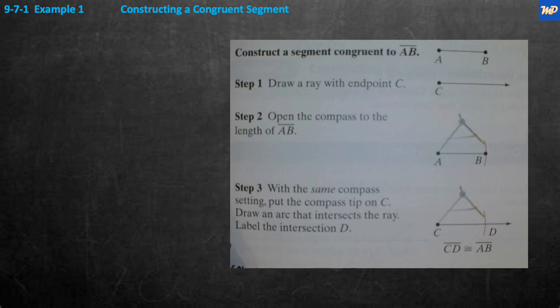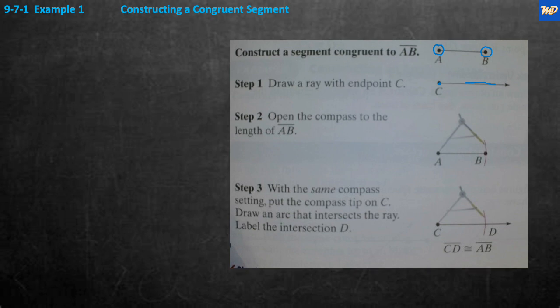Example 1. Constructing a congruent segment. Constructing a segment congruent to AB. So what are we doing here? They're showing you a segment, AB. Here's the segment right here. So how do you draw a congruent segment? It obviously looks like it's a certain length also. But it says, draw a ray with an endpoint. So here's the ray, with a little arrow on the end, and put the endpoint C, as they have written here. Open the compass to the desired length of AB.